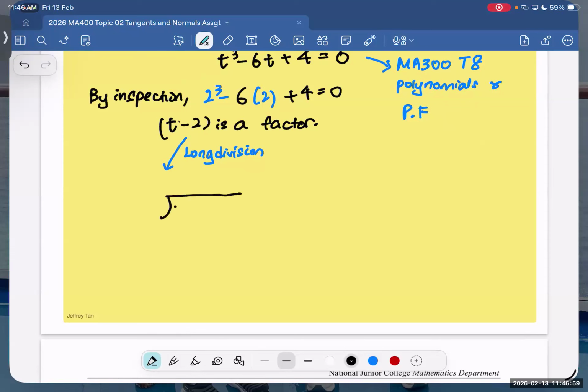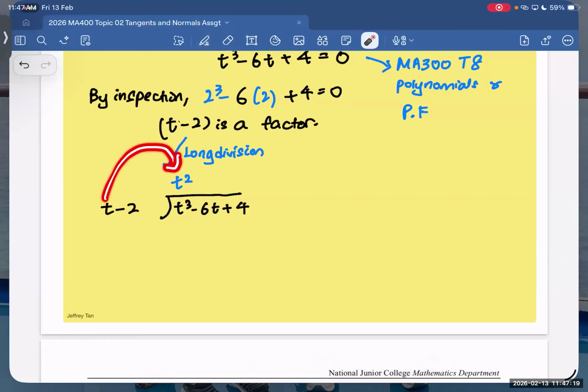So I go to t cubed minus 6t plus 4 divided by t minus 2. Then what will I multiply by? t and t cubed are multiplied by t squared, correct? Clear so far? Then after that, you can see t and t squared.